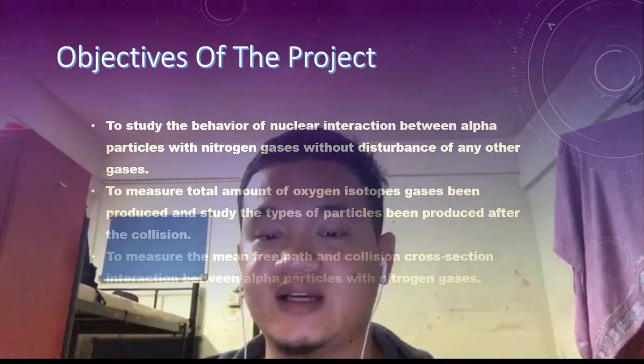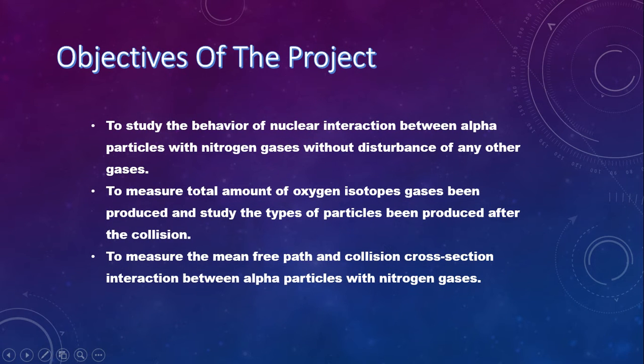The purpose of this project is to study the behavior of nuclear interaction between alpha particle and nitrogen without any disturbance of any other gases inside the simulation process. We use Geant4, developed by the CERN community, which is able to predict the outcome of nuclear reactions efficiently. The main target in this project is to measure the amount of oxygen isotopes that have been produced and consider the other possible reactions that may occur during the reaction process.